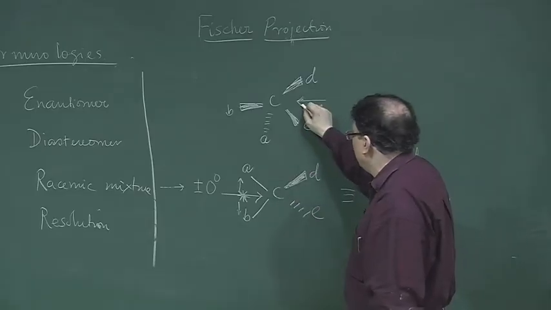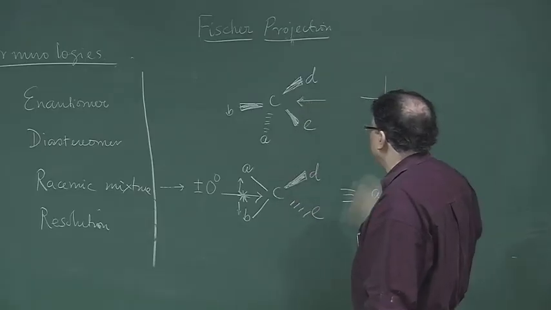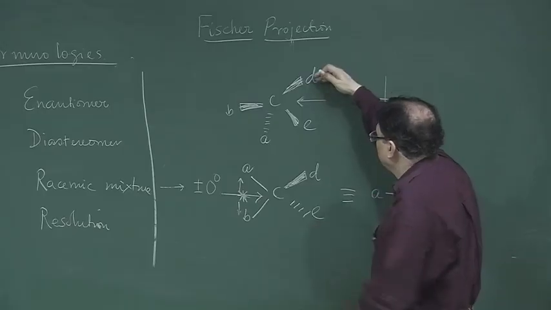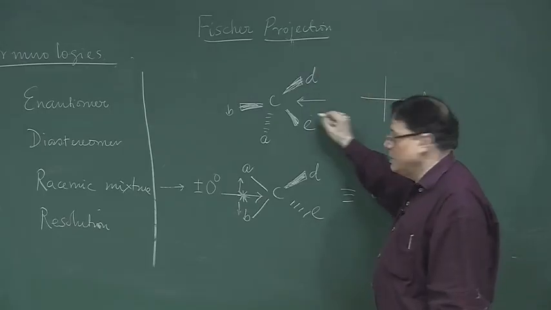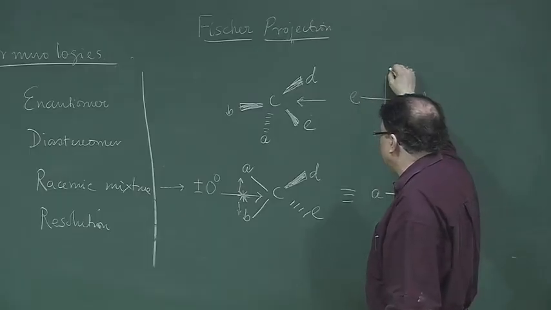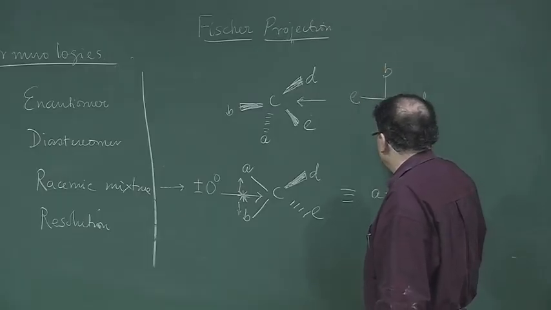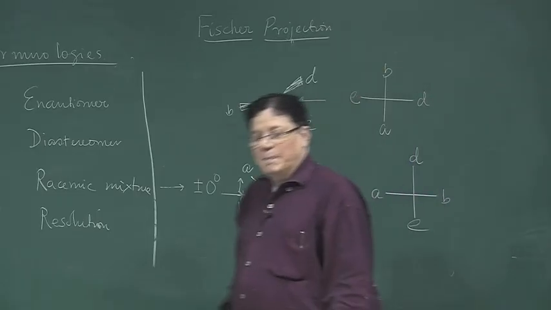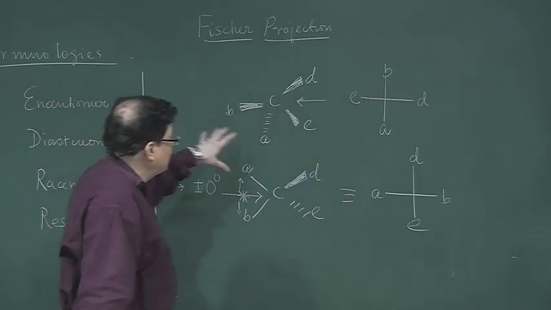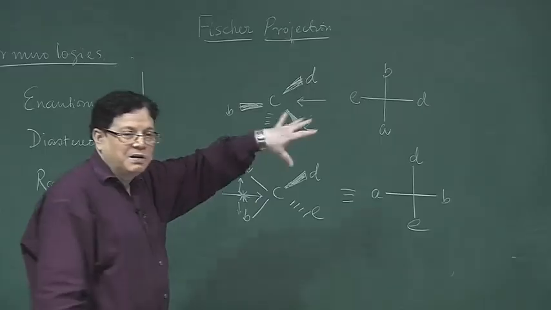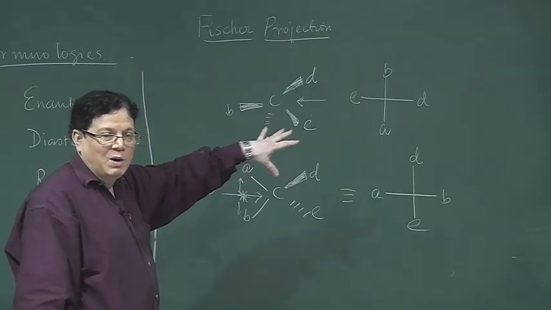So, you see from there and then you draw the Fischer projection very easily. So, this will be the right hand, that will be D, this will be going to the left hand, that will be E, and that will be B, and that will be A. So, this is the simplest way of drawing the Fischer projection, even if it is given in different perspective ways.